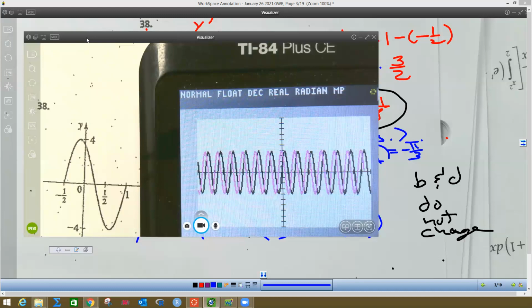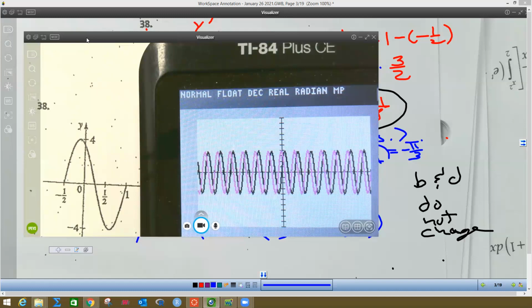If it was going to be the same, what would that second graph be doing compared to the first graph? It'd be right on top of it. Do you see it's not right on top of it? So that tells me that I've got a mistake. So if you type these into your calculator and you get something that looks like that, there's a problem.